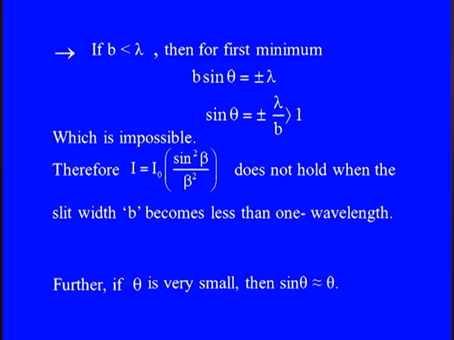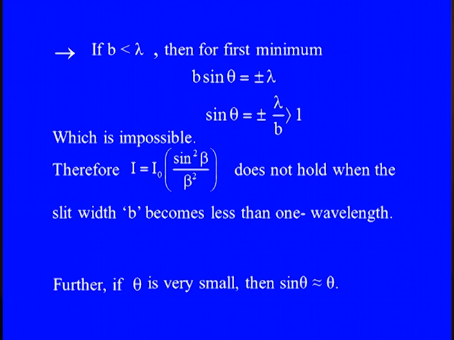If we take b less than lambda, then for the first minimum b sin theta should be equal to plus minus lambda, and sin theta equal to plus minus lambda by b, which will be greater than 1 if b is less than lambda, which is impossible. Therefore, I equal to I naught sin square beta by beta square does not hold when the slit width b becomes less than 1 wavelength.